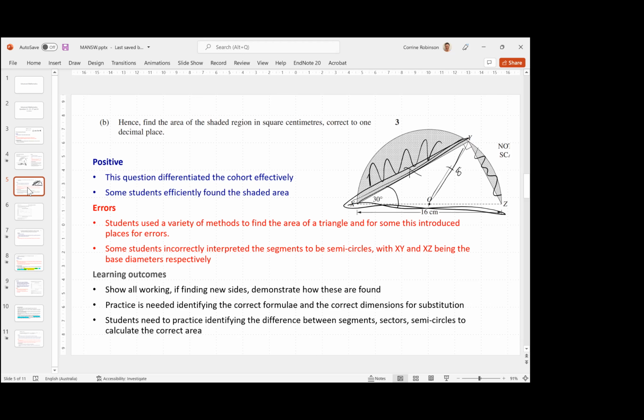And then I'd say the other thing was the confusion around what these circular shapes are. They're segments, but students were not sure whether they were finding segments, sectors, or semicircles. So identifying the shapes correctly so that they can identify the formula correctly, and knowing what dimensions go into those formulas is really important.